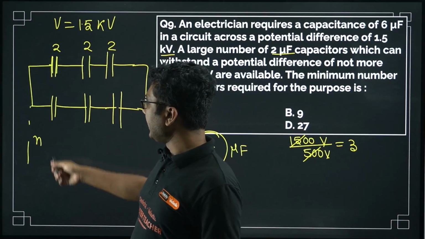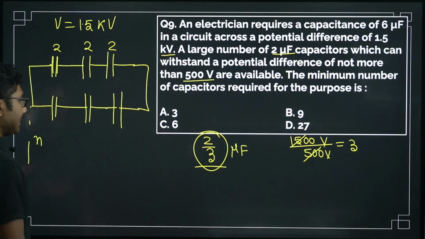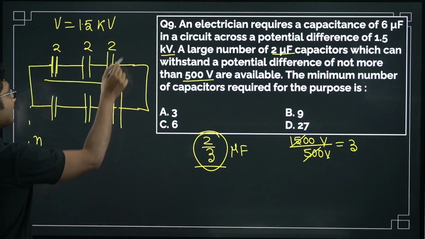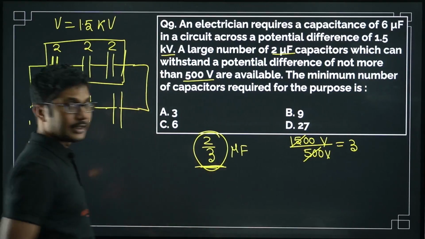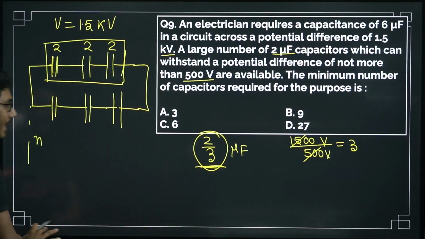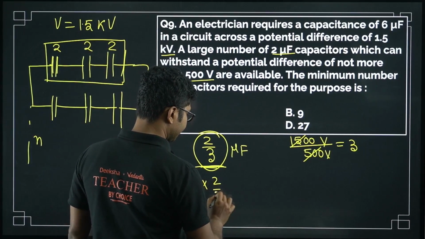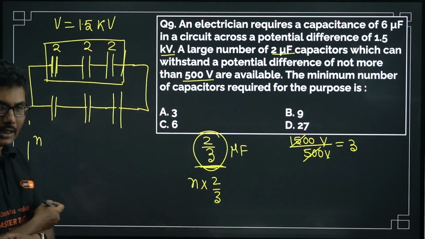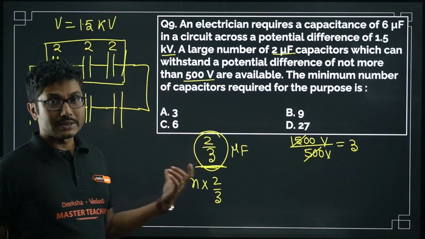If we connect n of them in parallel, what will be the total capacitance? The capacitance of one single combination is 2 by 3. So what is the capacitance of n such combinations? It will be n into 2 by 3. Right, in a series-parallel combination, it will be multiplied. So we are increasing the capacitance now.